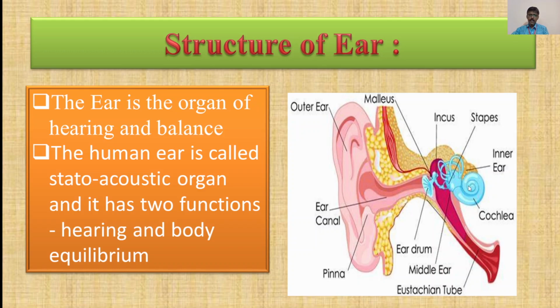Now I am telling you again, this is the outer ear or external ear, this is the ear pinna, this is the middle ear, this is the inner ear, then this is the malleus, this is the incus, and this is the stapes, this is the eardrum, then this is the eustachian tube, and this is the cochlea. Now this was the structure of an ear.